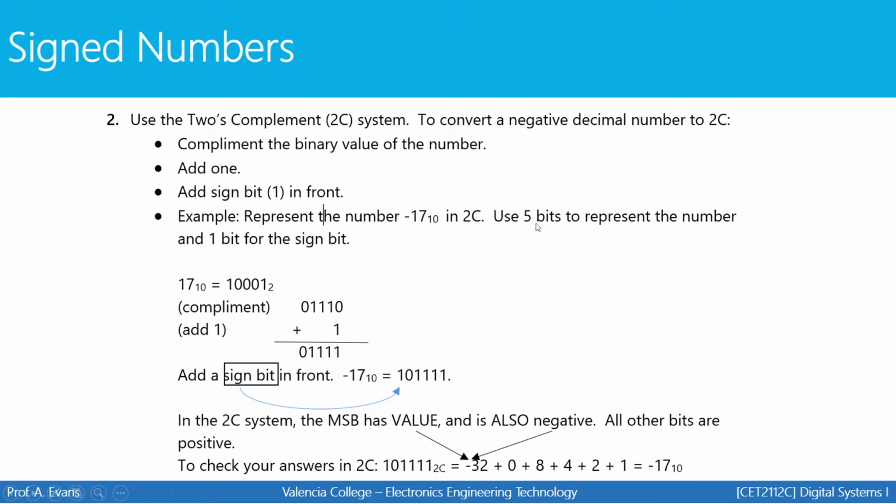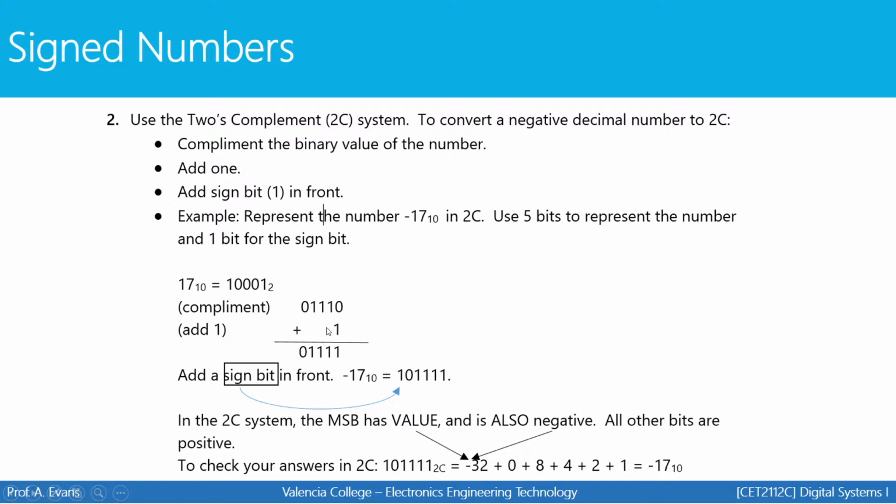We're going to use 5 bits to represent the number and 1 bit for the sign bit. So we're going to start by taking the number 17 and writing that in binary using exactly 5 bits. The number 17 would be 10001. Next, we're going to complement that number, which means every 1 will become a 0 and every 0 will become a 1. The complemented number would be right here, 01110.